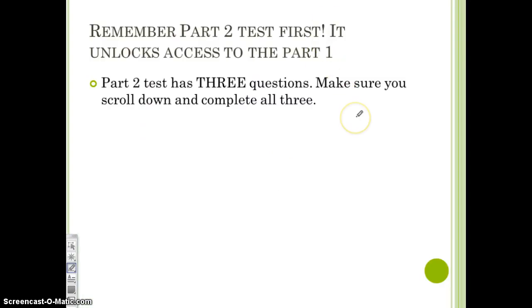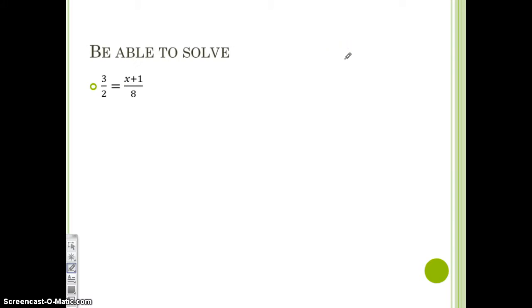All right, welcome to the Unit 2 test review for Algebra, second semester. Remember that the Part 2 test, you need to do it first. It unlocks access to the Part 1 test. And this Part 2 test has 3 questions. Make sure you scroll down through the entire document and complete all 3 questions. All right, so let's jump into it.